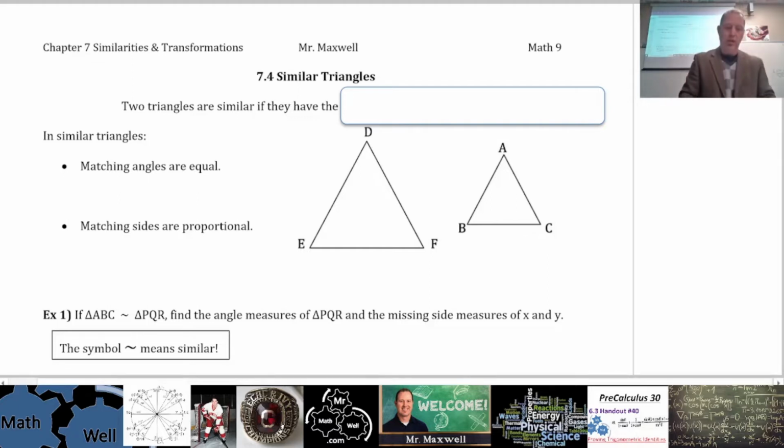So 7.4 in your textbook, Pearson Math Makes Sense. It's going to be on page 343 if you want to look there while we do this. All right, two triangles are similar if they have... Any ideas on what we might fill in there? What are your thoughts on the explanation for similar triangles or similar shapes we just talked about?